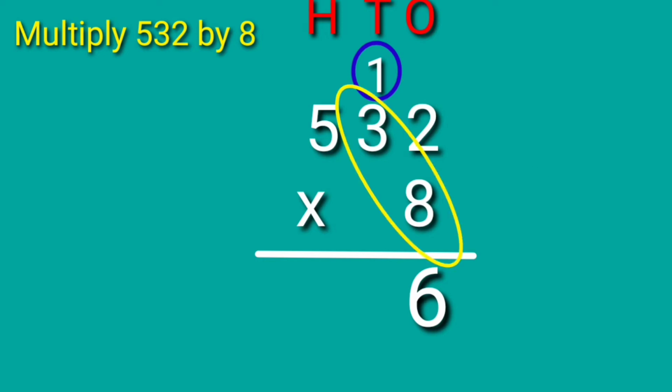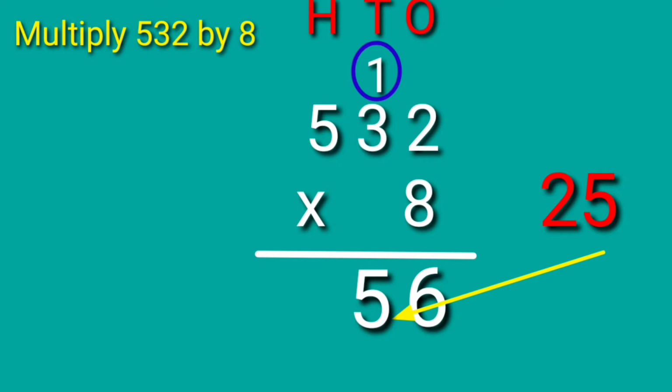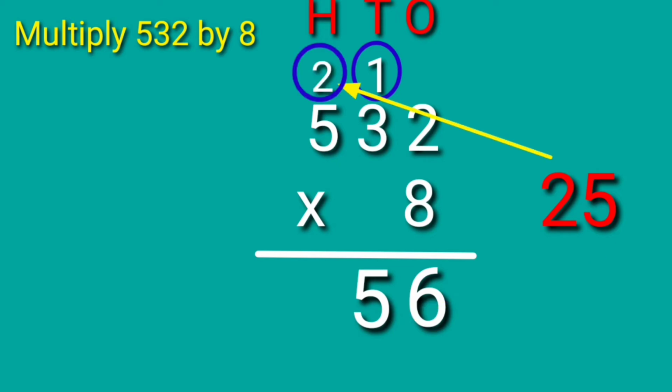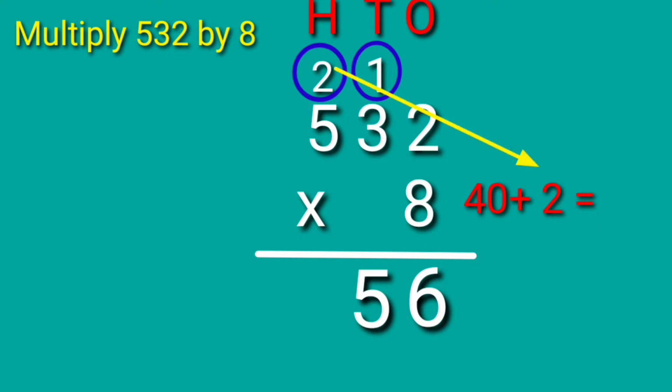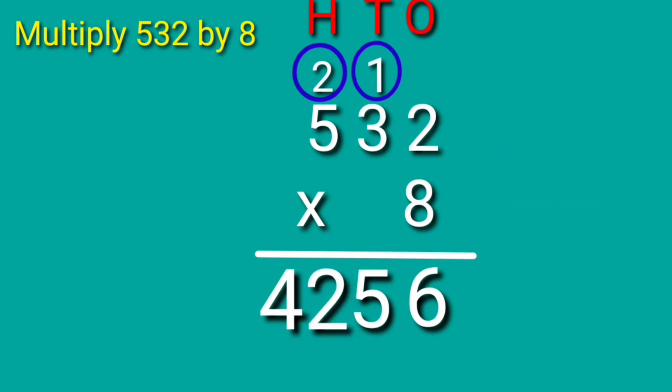Then we need to multiply 8 by 3. Here we need to recall the multiplication table of 8 or 3. 3 eights are 24. 24 plus this carry over 1 equals 25. Let us write this 5 under the tens place and this 2 is carry over. It goes to the hundreds place. Then multiply 8 by 5. Here we need to recall the multiplication table of 5 or 8. 5 eights are 40. 40 plus this carry over 2 equals 42. When we multiply 532 by 8, here is the answer: 4256.